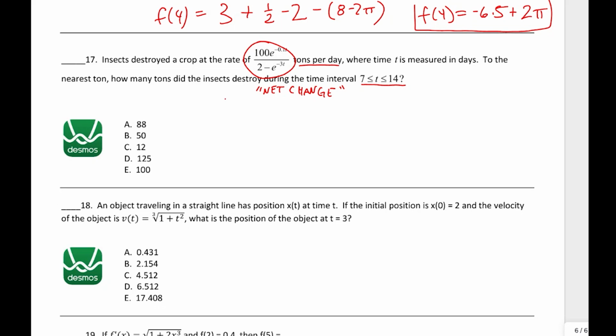So we want to find the integral from 7 to 14 of this rate function. I can't even read it because I wrote right over it. And let's bring this down a little bit.